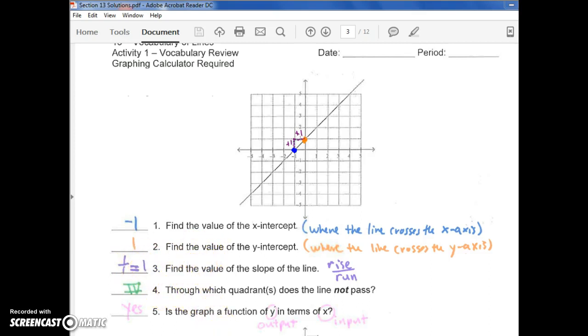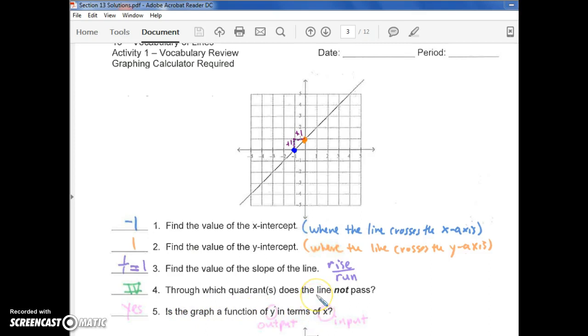Question 4 says state the quadrants which the line does not pass. So again, we're starting in quadrant 1 here and working our way around. And the only one I see the line doesn't go through is quadrant 4. Number 5, is the graph a function of y in terms of x?